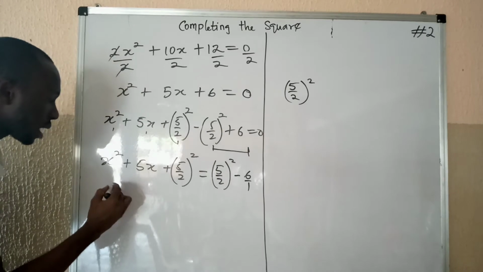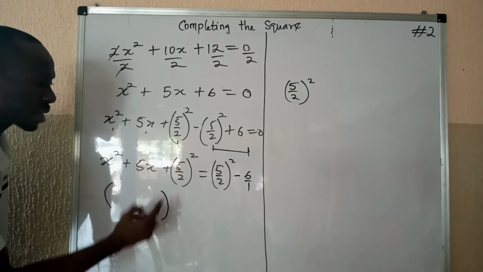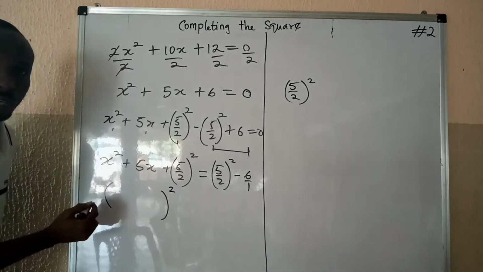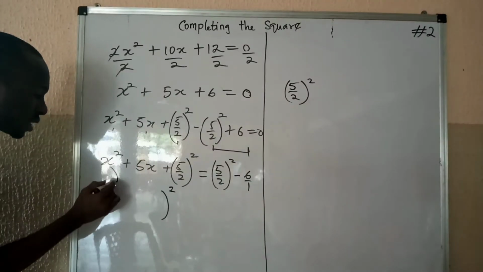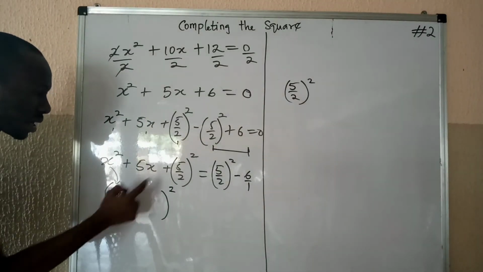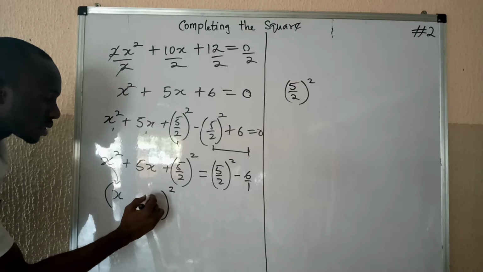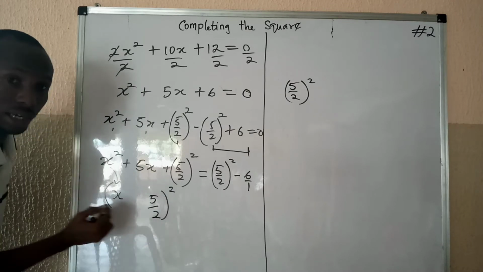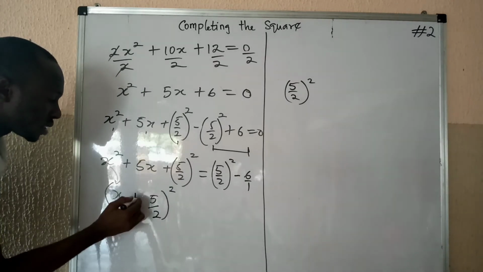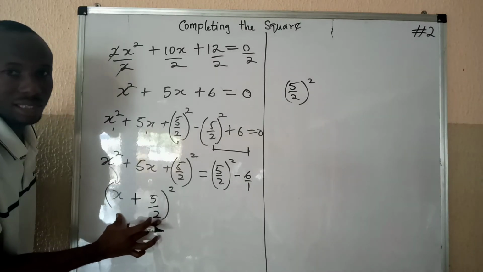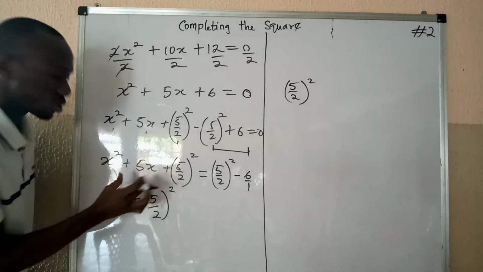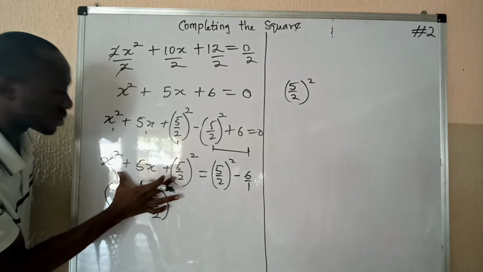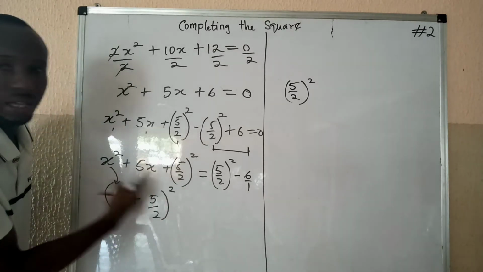So because of that, I'm going to open a bracket like this and end it with squared, okay? So this term here, x, I'll put it here. This term, 5 over 2, I'll put it here. Then the sign here, I'll put it here. So when you expand this, you get this expression. This is the compact form of this expression. So we are done with the left hand side.